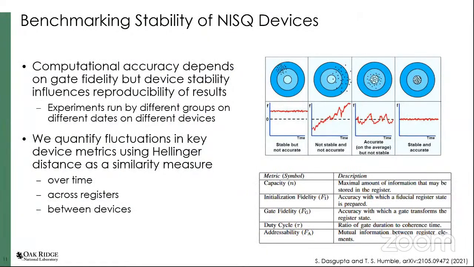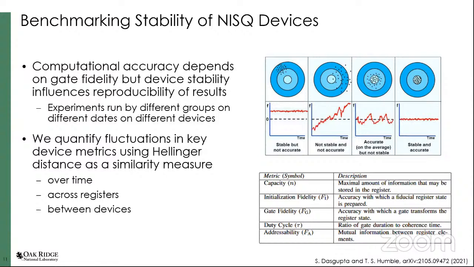But that change or fluctuation in these device metrics is actually going to be my first stop along this research talk. In the idea of benchmarking the stability of NISQ devices, we actually have to address the issue that computational accuracy is quite different from device stability. You can see in the picture on the right something that tries to break up these two ideas. You can of course have something that is very stable but not accurate, in which you're missing the bullseye, but you're still localized in a particular part of the target.